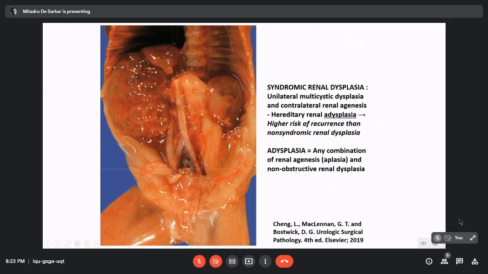So you could actually name this as adysplasia, the A standing for agenesis. Any combination of renal aplasia along with dysplasia will satisfy that nomenclature. The importance of noting the dysplasia in this context is that there is a higher risk of recurrence in subsequent births if this kind of dysplasia is seen. Otherwise, if there is a non-syndromic dysplasia involving only one kidney, the risk of recurrence is not that much. In fact, it's almost zero.